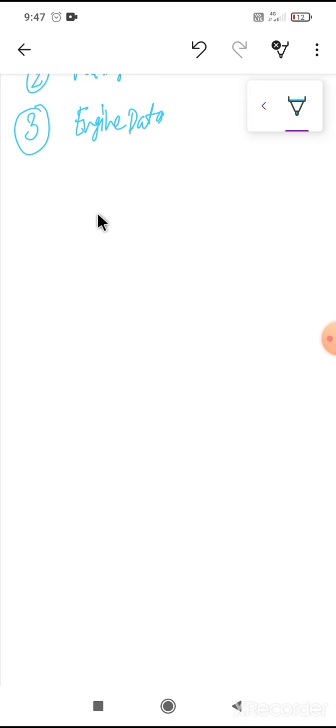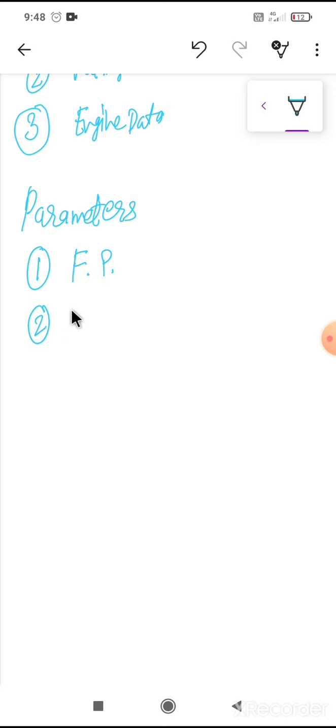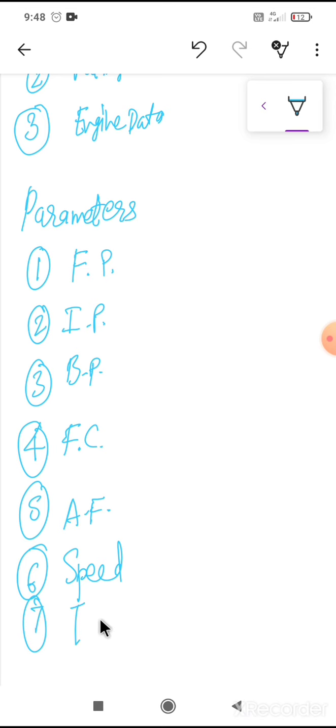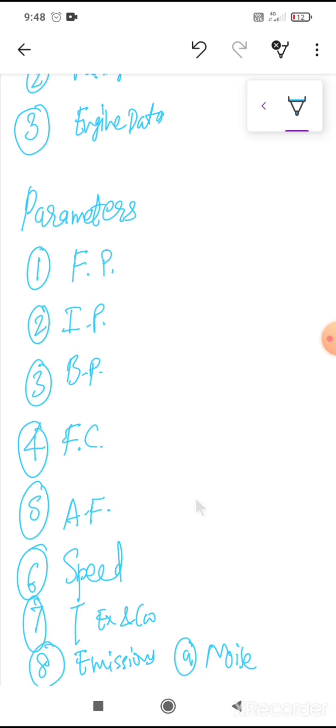So, the important parameters of the IC engine which we are going to measure, and discuss in today's lecture, we will divide into a few categories. So first is friction power, then second is indicated power, third is brake power, fourth is fuel consumption, then fifth is airflow, then sixth is speed, then seventh is temperature of exhaust and coolant, then eighth is emissions, and ninth is noise. So these are the various parameters which we are going to discuss.